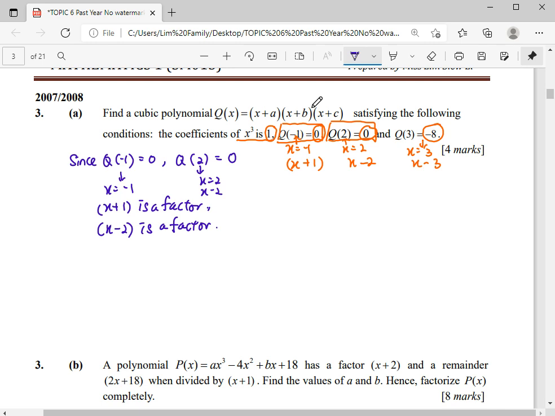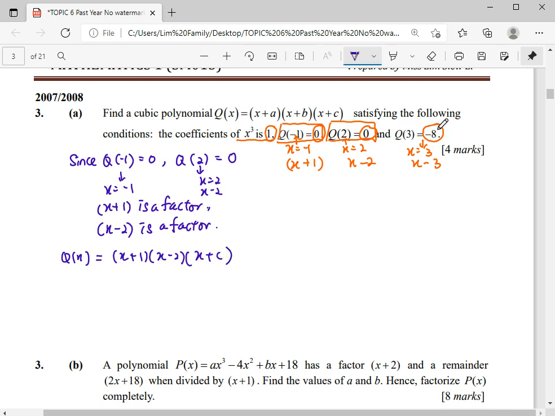So this is how we find out our cubic polynomial. Q(x) can be equal to (x + 1)(x - 2), and then I don't know what the other factor is. So this is how we use these two factor theorem pieces to find their factors. And then they say the coefficient of x cubed is equal to 1, means our linear factor here will start with x. You won't have any numbers in front. So now our focus is going to find out our C.